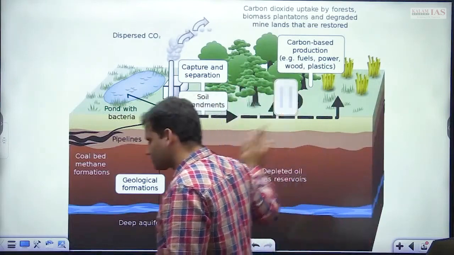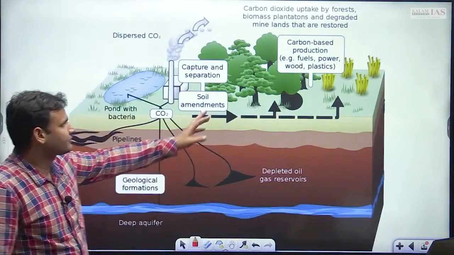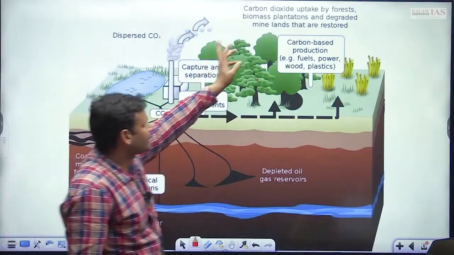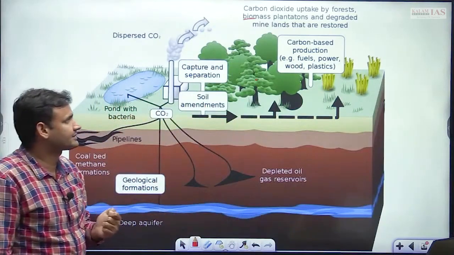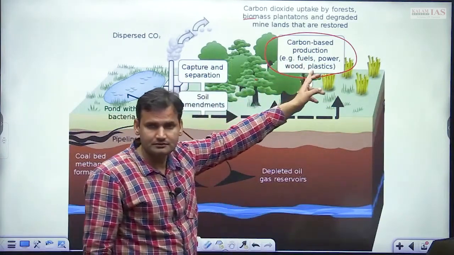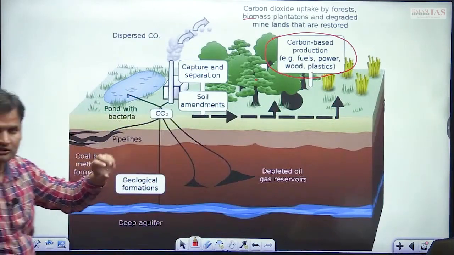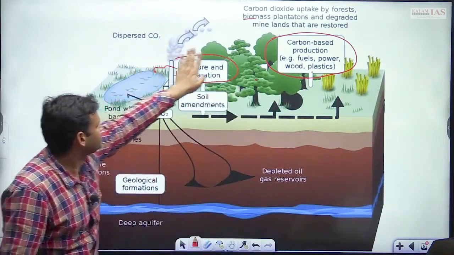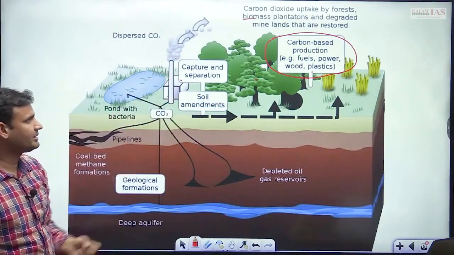What are the natural sources of carbon storage, or carbon sequestration? Natural sources of course include our trees and vegetation. So carbon dioxide uptake by forests, biomass plantations, as well as degraded mines that are restored. And carbon based production, all of us are aware, where does it happen? For example, thermal power plants, steel plants or the fertilizer industry. Then we have carbon capture and separation. So carbon would be captured and it can be separated as well.